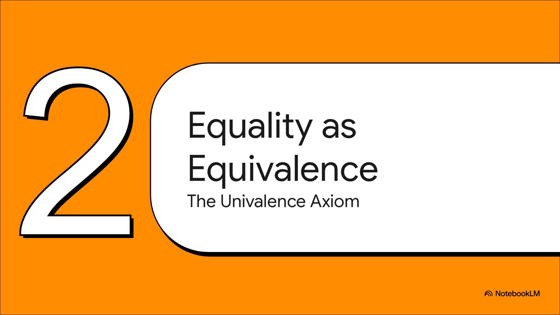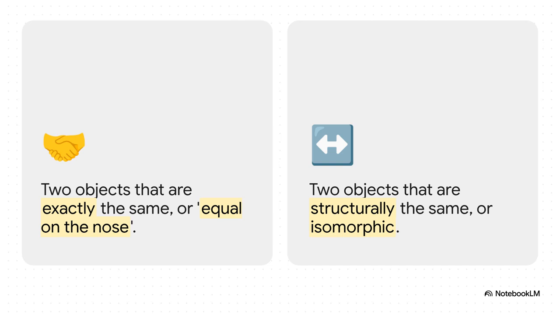All right, so if you're going to rebuild math from the ground up, where do you even start? Well, you start by messing with its most basic rule. And that brings us to the absolute heart of this whole thing, the univalence axiom. This is where it gets really cool. Check this out. We have to understand two kinds of sameness. On one side, you have identical, what mathematicians call equal on the nose. It is what it is.